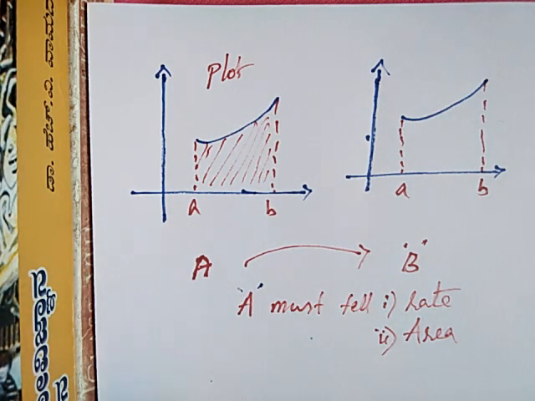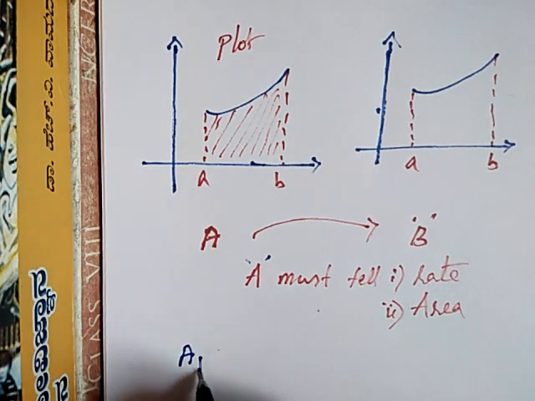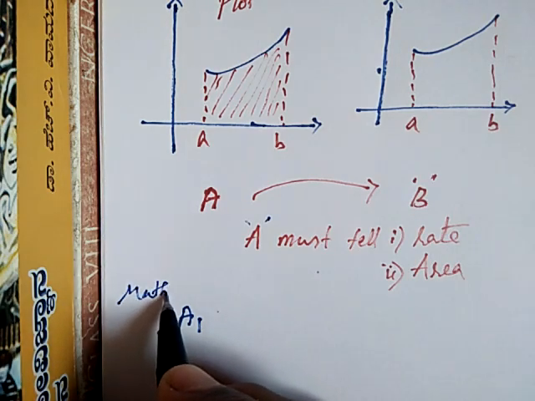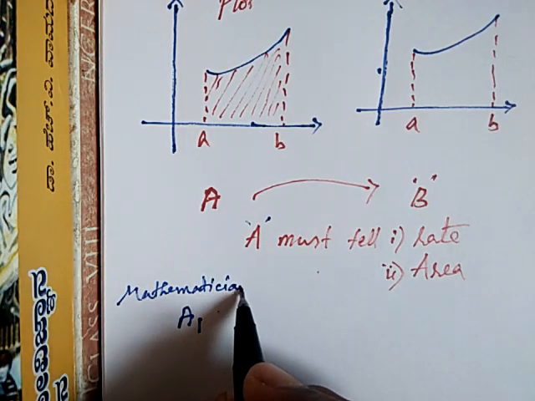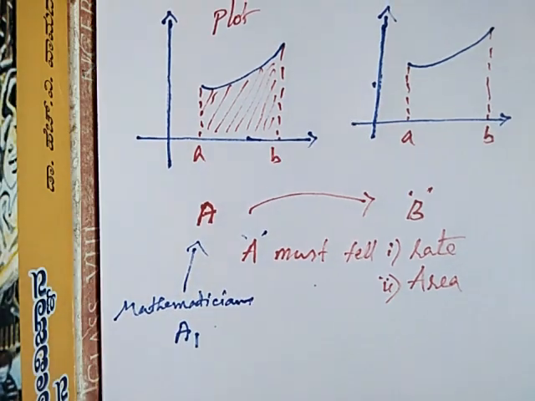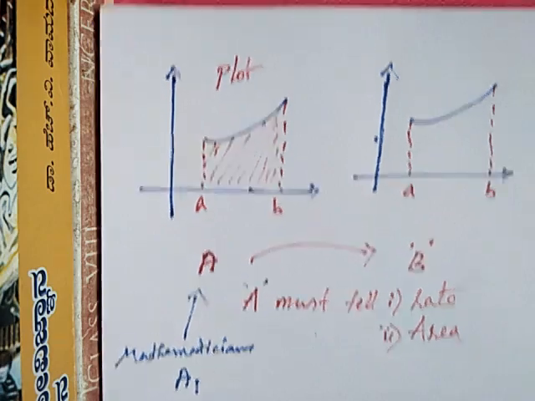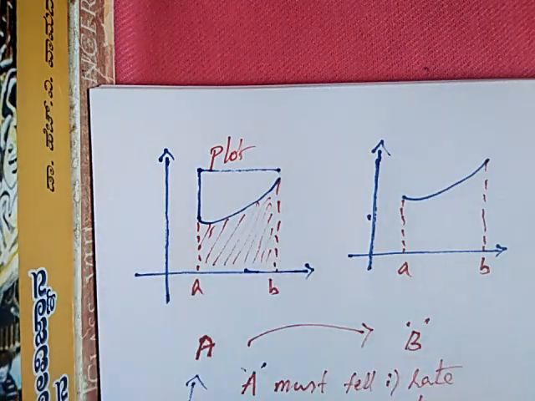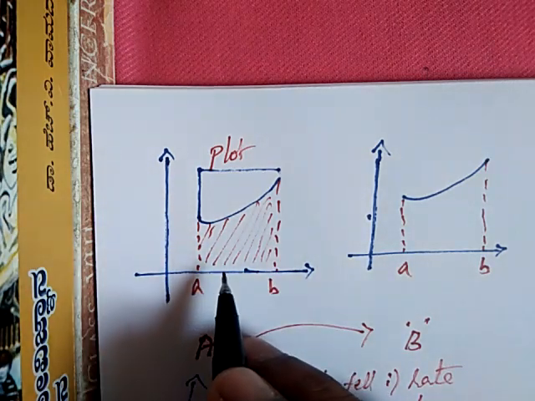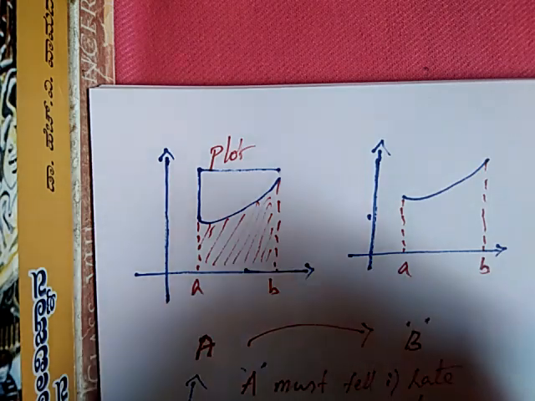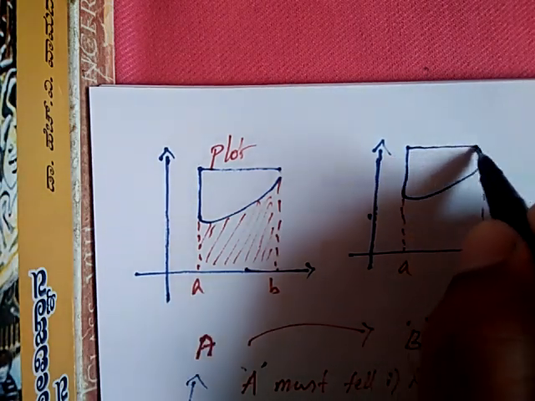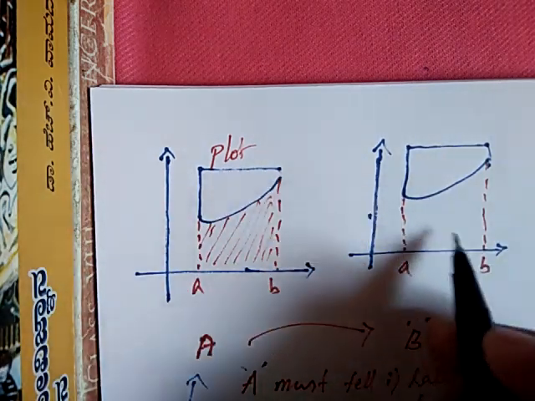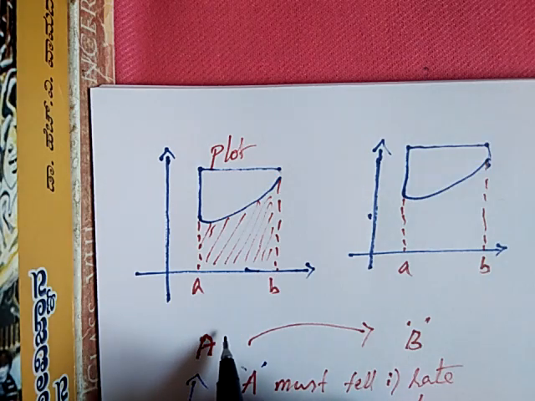So there is a supporter A1 for A, one more person who is a mathematician. Think that he is a mathematician. He is going to help person A to find out the area. So he will make, from here to here, a rectangle, and he can find out the area of the rectangle very easily by using the formula. So here also he can say we can make this plot a rectangle, and he will calculate the area, tell the rate, and try to sell the plot to the person B.